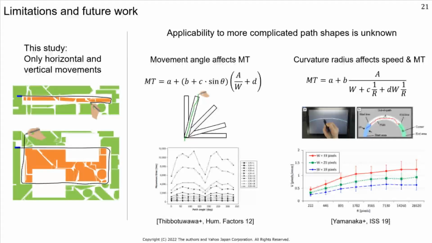In this study, we tested only horizontal and vertical movement angles. However, in realistic lasso tasks, users have to move the cursor along more complicated paths. The movement time will be significantly affected by other factors. For example, previous studies have shown that diagonal paths and sharp curves took longer movement times. Because refined models were derived, we assume that the movement times can be predicted even for those complicated lasso tasks. We plan to evaluate such conditions in the future.